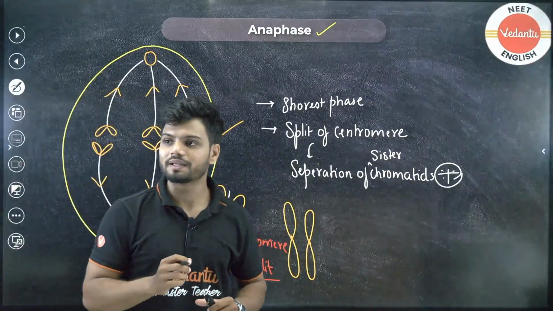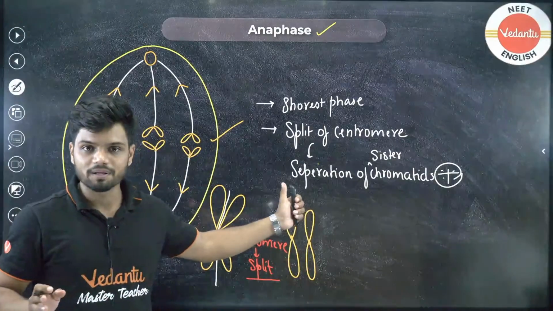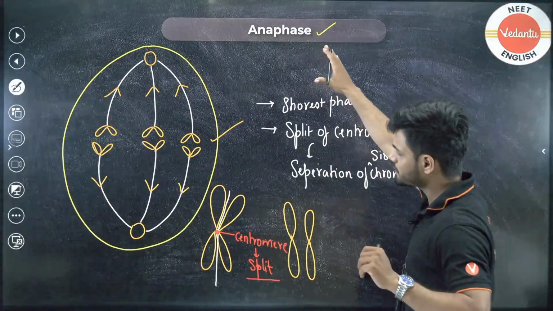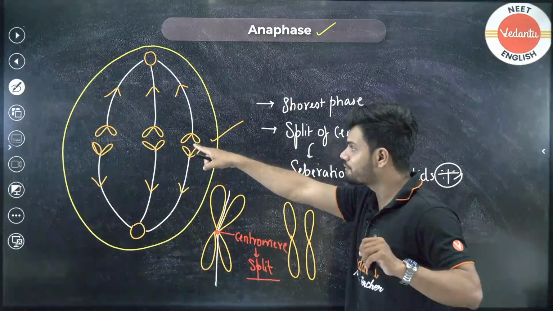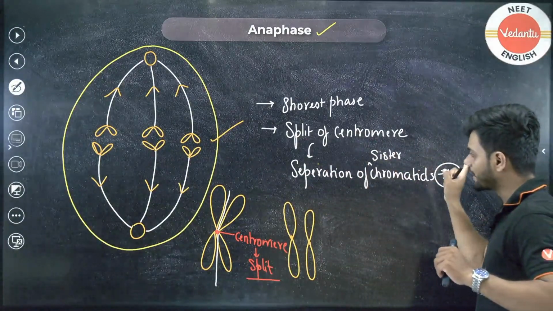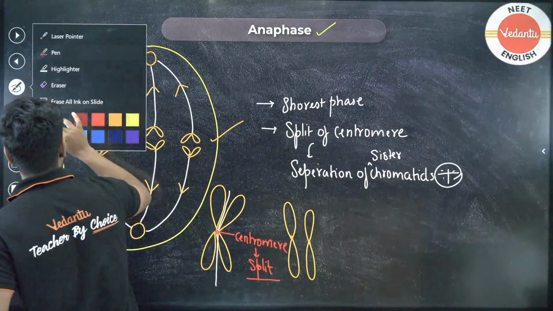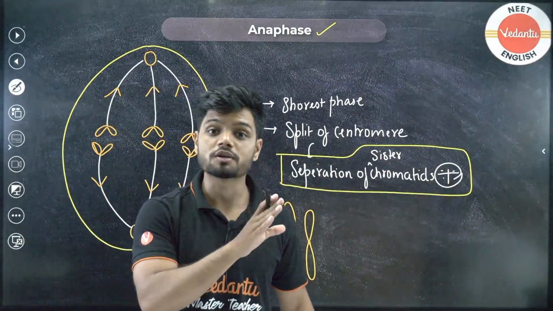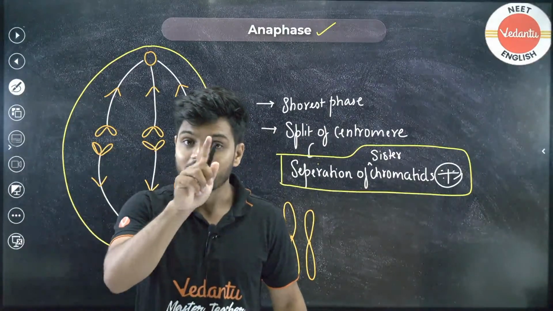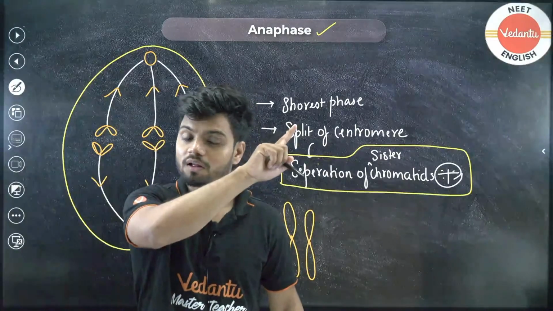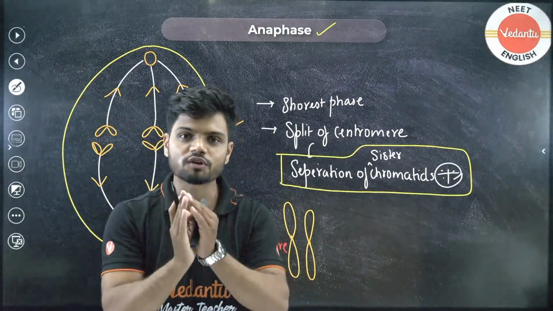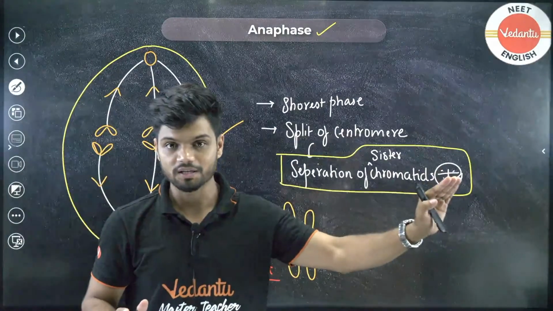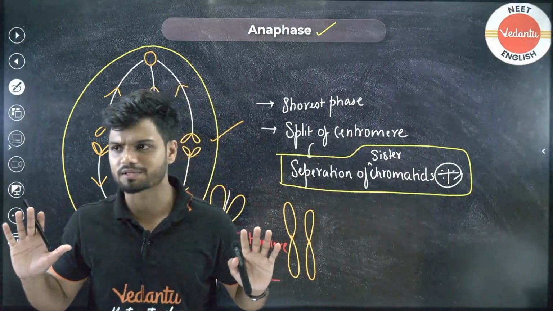Sir, what is the difference between mitotic anaphase and meiotic anaphase? See, tell me what is happening right now here. In mitosis anaphase, there is separation of what? Separation of sister chromatids. But in the case of meiosis 1, anaphase 1, there is separation of homologous chromosomes, which we will discuss in meiosis. But right now, let's stick to mitosis.